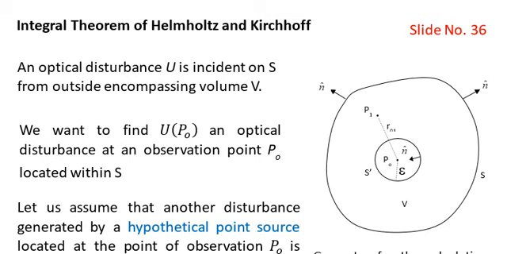and you know that n are the normal vectors on the surfaces. You can see that these are the normal vectors I have drawn on the capital surface S, and I have also drawn this on the inner surface S prime. So let's do some calculations using this figure. We want to find U of P naught, an optical disturbance at the point of observation point P naught located within the surface capital S.